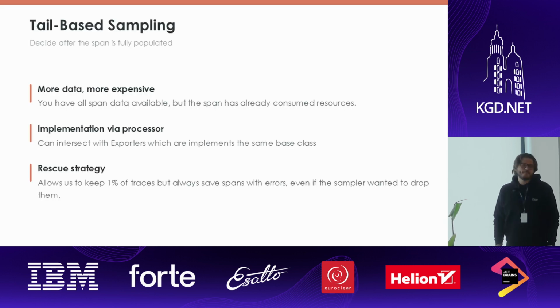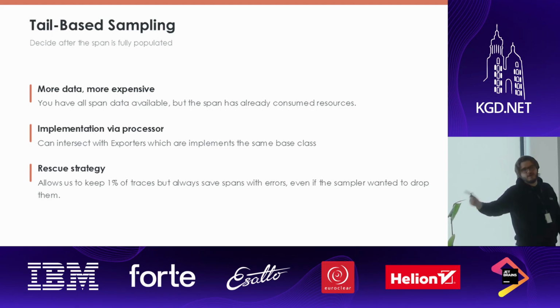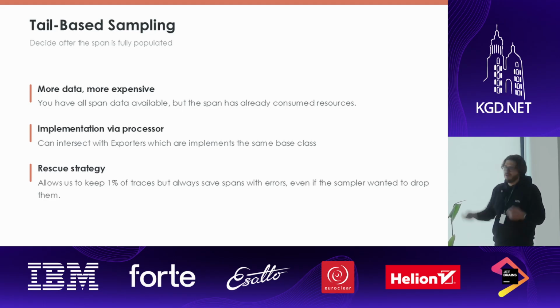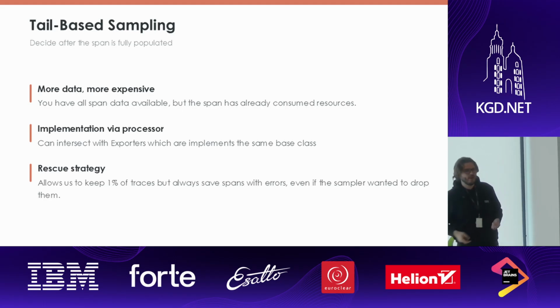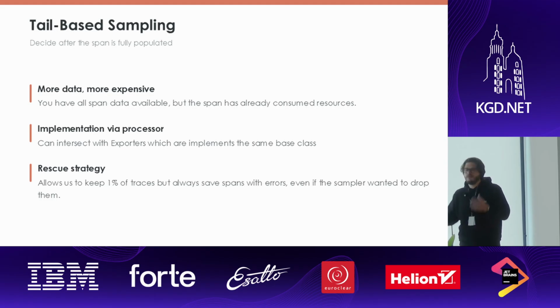Tail-based sampling. We're almost at the end, guys. Almost at the end. Tail-based sampling. In this way, we can sample our data, for example, by errors. We can sample by duration. We can sample by any characteristic we want, and add some things required for us.